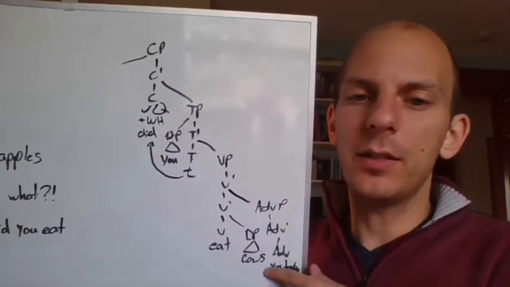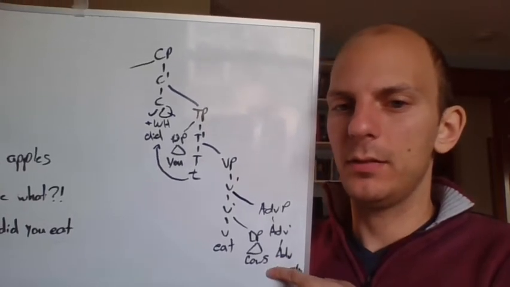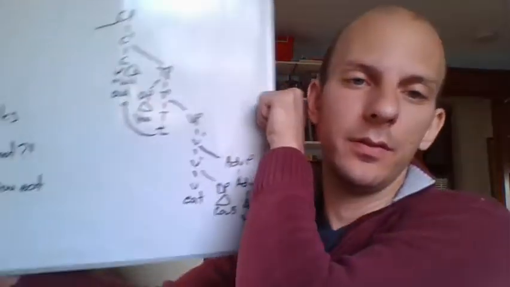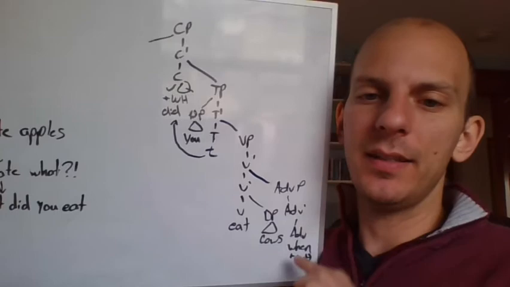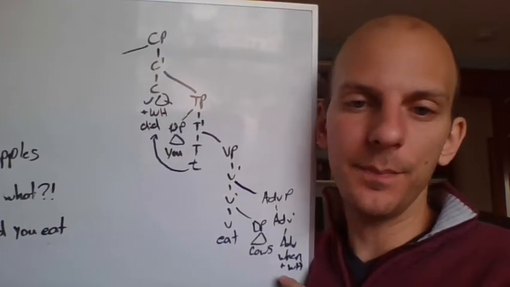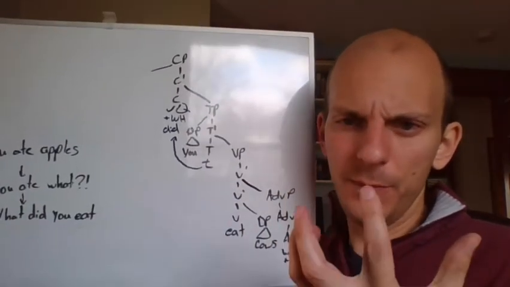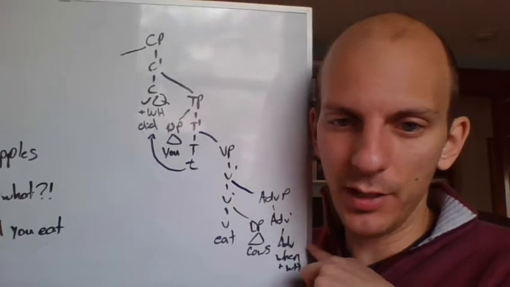And we note again that we can replace this yesterday with when. With the word when. And when has that plus WH feature, unlike yesterday. So now, when we see a plus WH feature up here in C, we can say, aha, give me something plus WH. What has WH here?